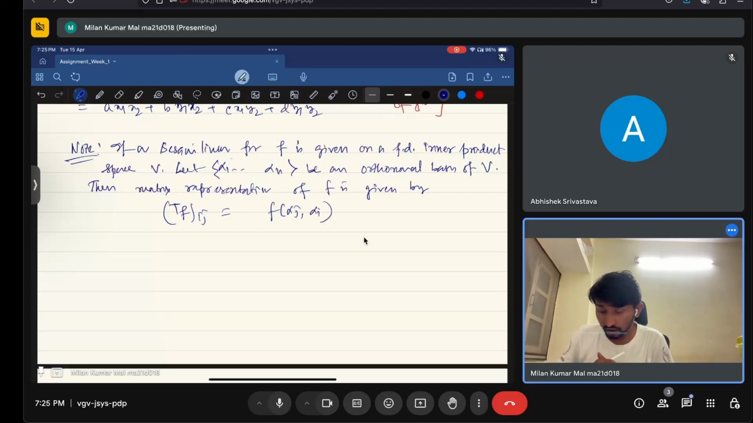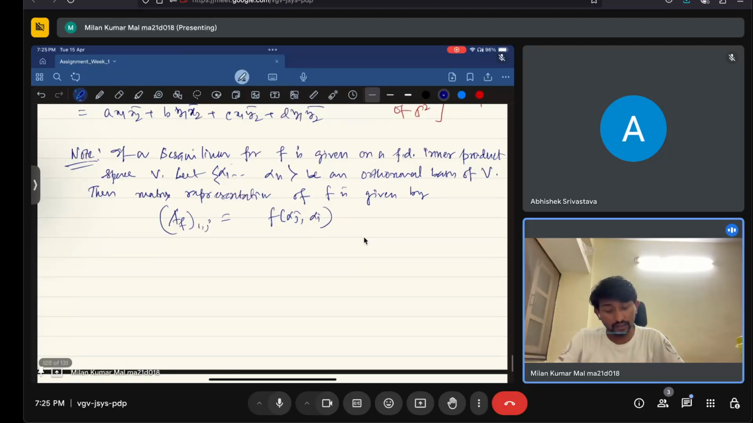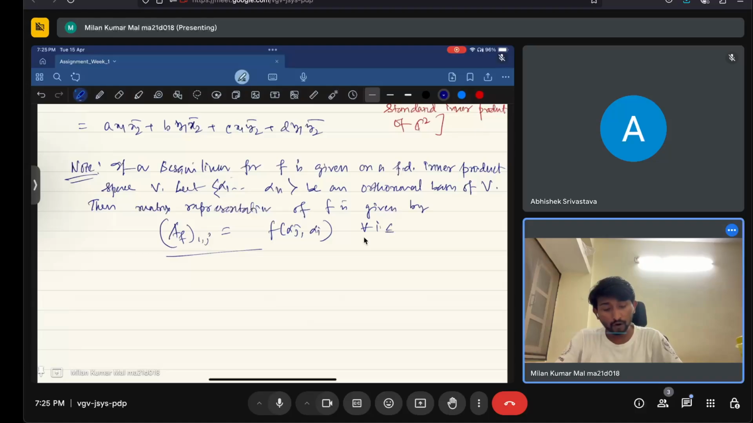Yeah, this is correct. So if the matrix representation, if I write it like A of f at the point i, j, this will be f of alpha j comma alpha i. So therefore, we consider this for all i and j, for all 1 less than or equal to i, j less than or equal to n.